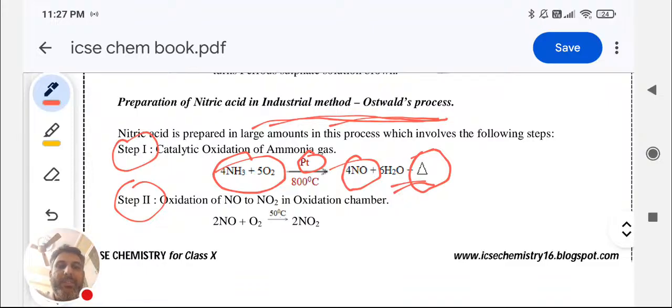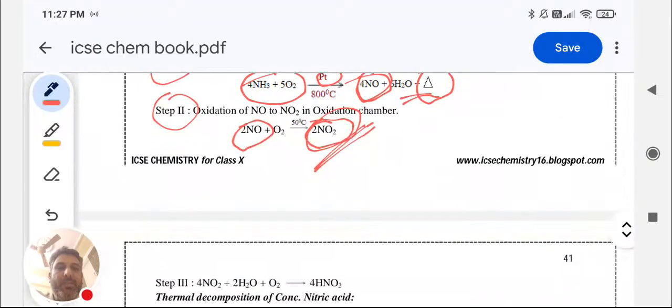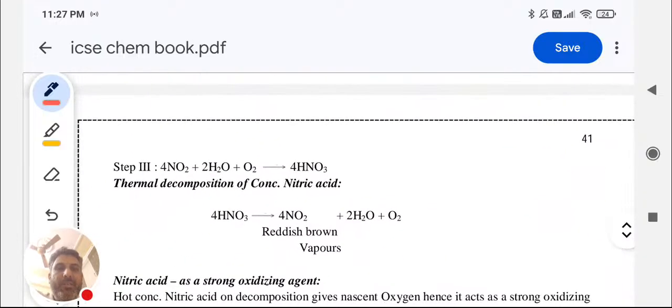In the second step, the nitric oxide is again oxidized to give nitrogen dioxide. So the second step of this industrial process is also oxidation. In the first step you get nitric oxide, in the second step it is oxidized to nitrogen dioxide, and then in the third step nitrogen dioxide is converted to nitric acid by treating with water and oxygen.